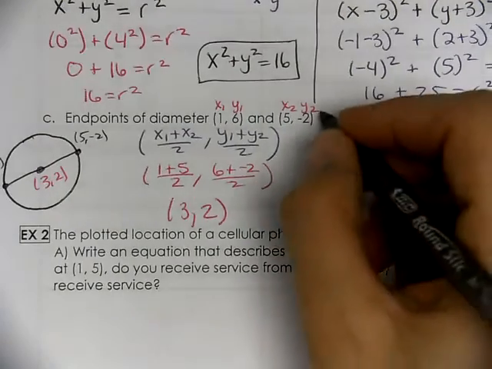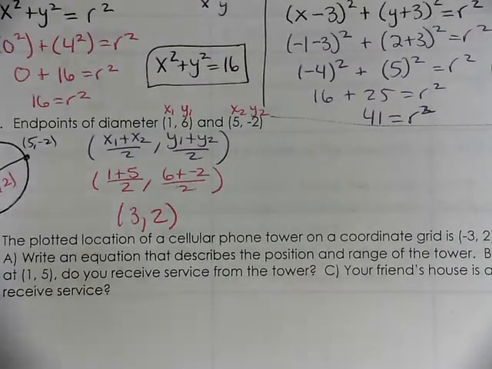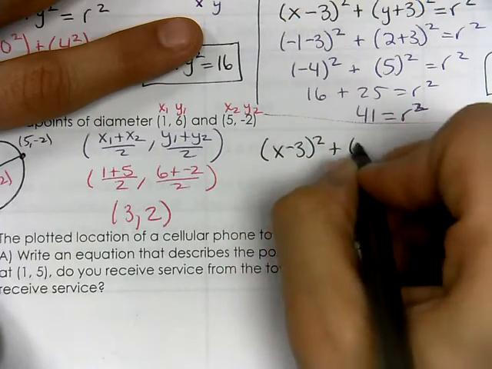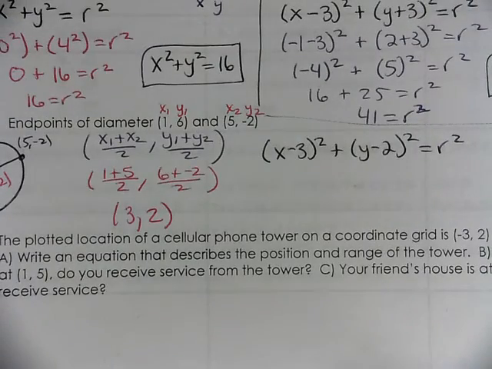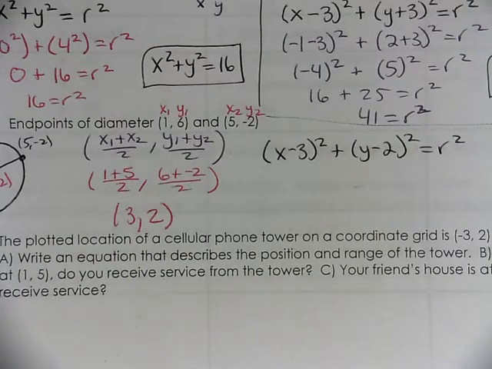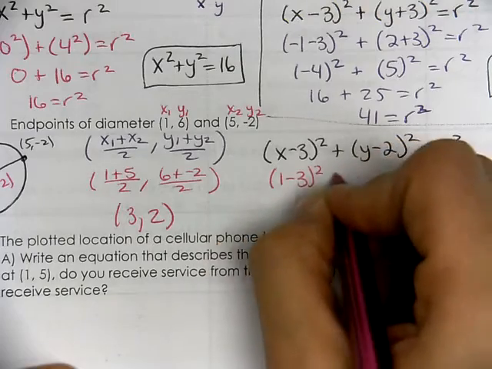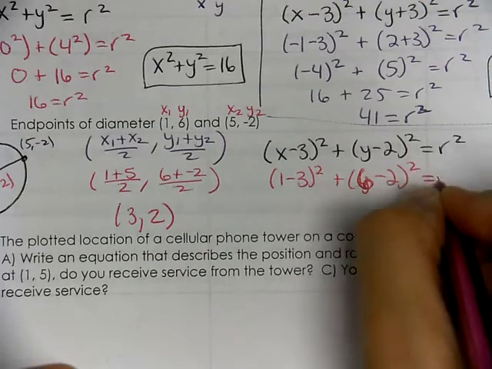Now, we can do what we did in B. So our equation should start off with x minus 3 squared plus y minus 2 squared equals r squared. Which point do you want to plug in? You want to do 1, 6 or 5, negative 2? 1, 6. They're both positive. It's probably easier, right? So 1 minus 3 squared, 6 minus 2 squared equals r squared.